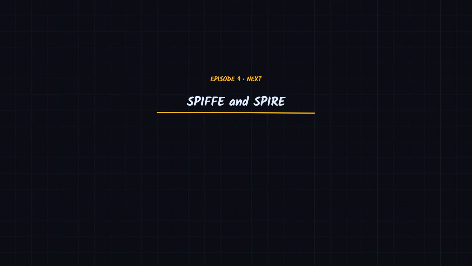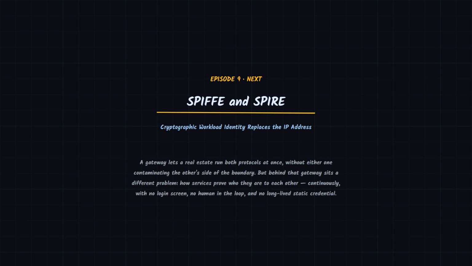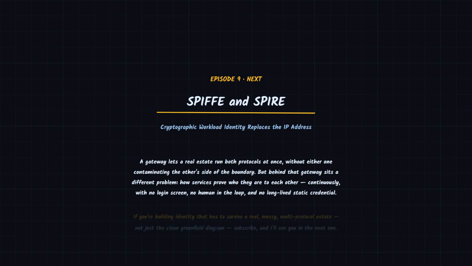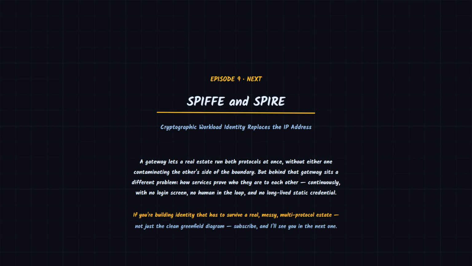But there's a completely different identity problem sitting just behind that gateway that neither protocol touches at all: how the services behind it prove who they are to each other, continuously, without a login screen, without a human anywhere in the loop, and ideally without a long-lived static credential either. That's SPIFFE and SPIRE, cryptographic workload identity that replaces the IP address as the thing services use to trust each other. That's next episode.